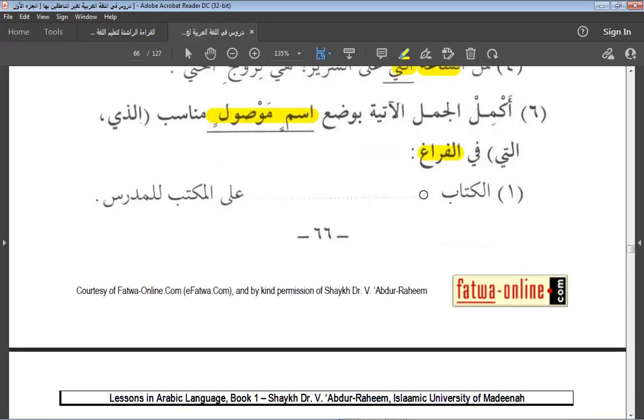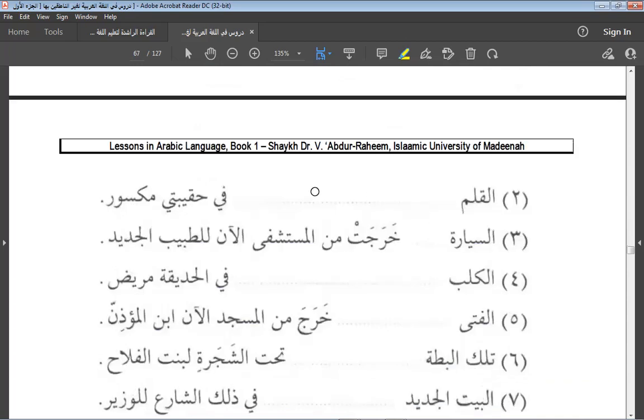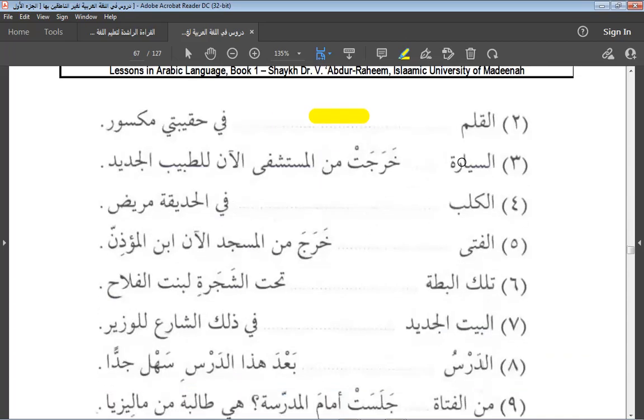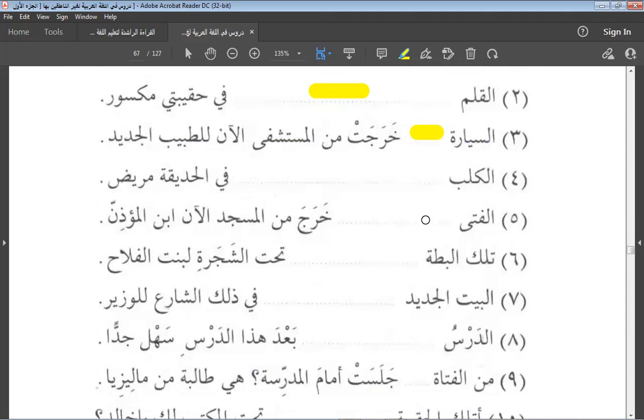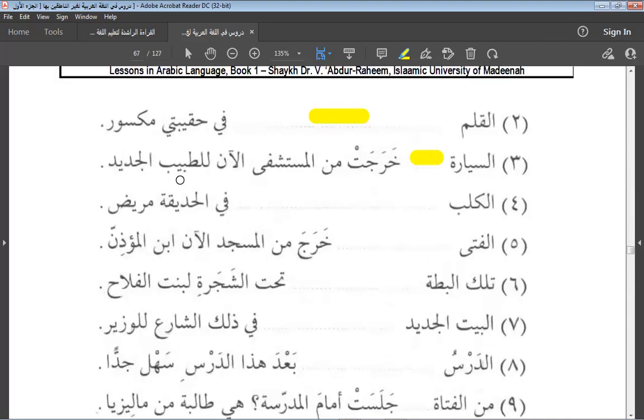Say al-kitabu alladhi ma'i ala al-maktab, al-kitabu alladhi ala al-maktab, so you just fill here. Al-kitabu alladhi ala al-maktab lil-mudarris. Al-qalam, you fill here. As-sayyaratu, of course, allati. So we do it like that throughout. Okay, let's see here if there are any vocabularies we do not know.